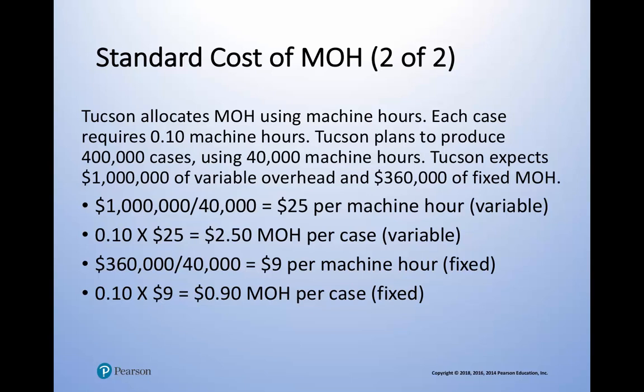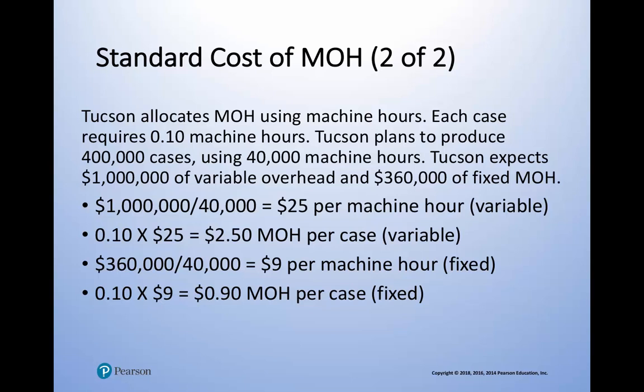And then we figure out how much would be applied to each case. So it's 0.1 hours. So if we're talking about our manufacturing overhead, it's 0.10. That's our quantity, and our rate is 25. So if we're filling out our column still, quantity 0.1, price 25. So per case, it's $2.50.